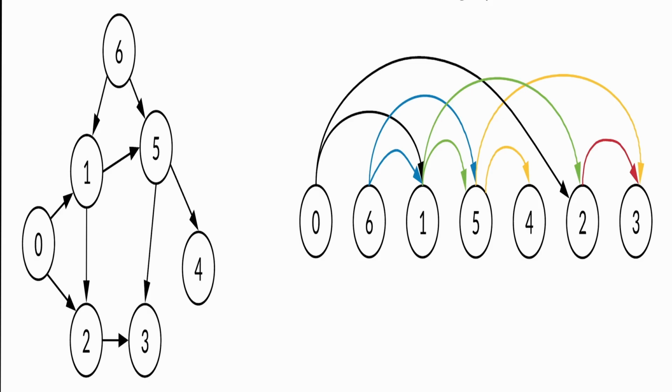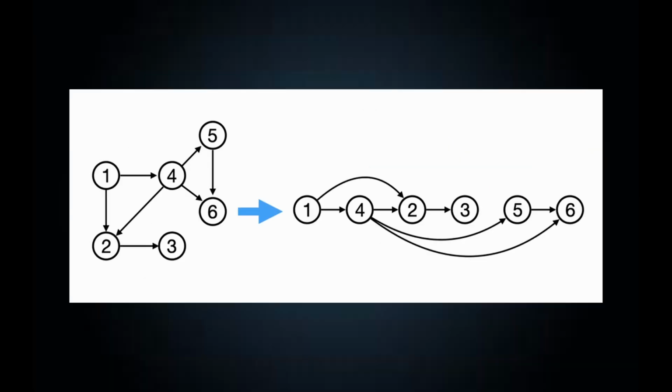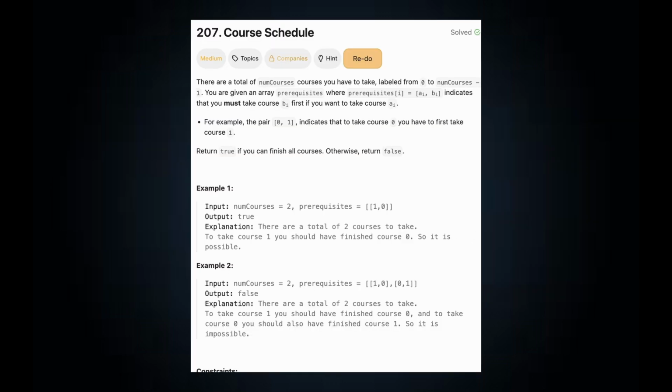Now topological sort is a standard sorting algorithm which is applied on the graph, with the prerequisite that it can be applied only on a directed acyclic graph. You can practice some standard problems like course scheduling.